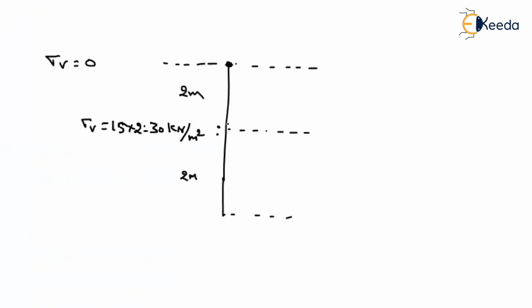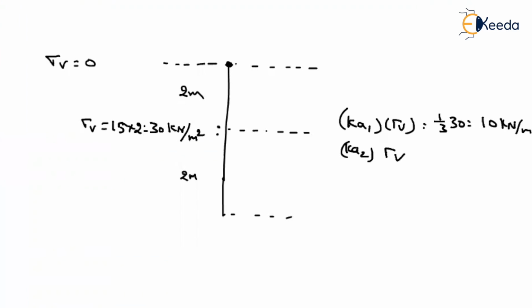So the pressure just above it will be nothing but Ka1 into sigma V. The stress just below will be Ka2 into sigma V. So with Ka1, 1 by 3 into 30, you will get around 10 kilonewton per meter square. Let us assume that will come around here. Now join these two by an inclined line. So here what is the magnitude? 0.217 into 30. Then you will get around 6.2 kilonewton per meter square. That comes around here.